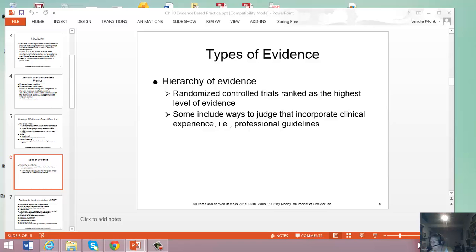And then below that would be a single randomized clinical trial, or a single non-randomized trial. And then down below that would be correlational or observational type studies and qualitative studies. And then below that, opinions of experts and others. So there are certain ways that we judge how strong and how good the evidence is and what is the highest level of evidence. And also we look to incorporate clinical experience and also professional guidelines. So the expertise of nurses is not overlooked at all, nor that of other experts.